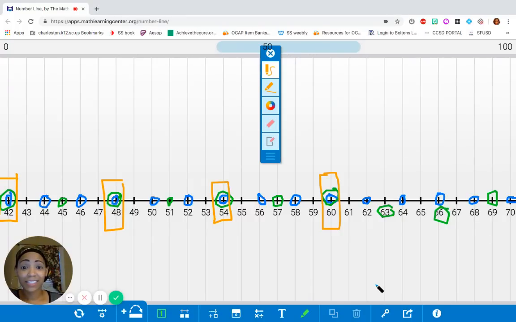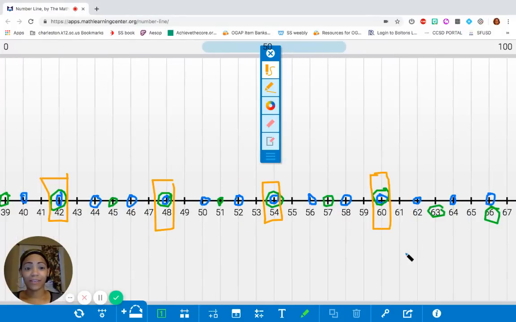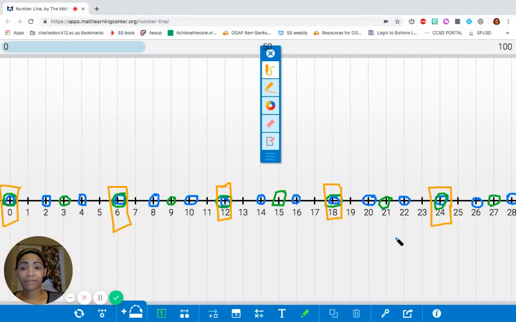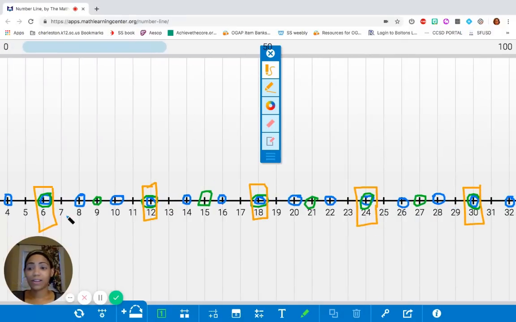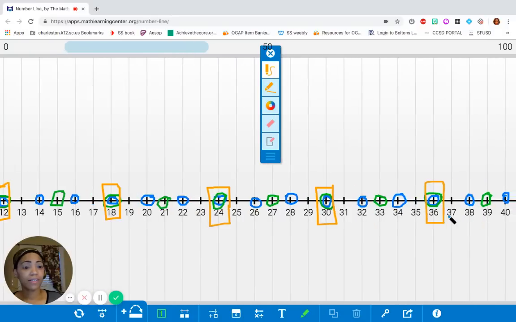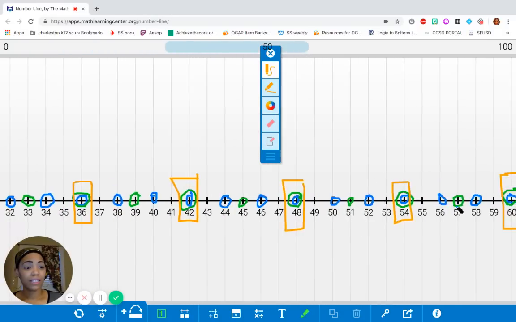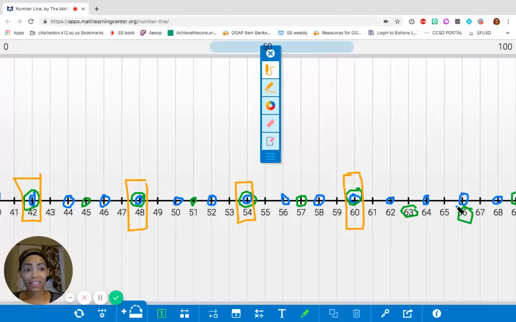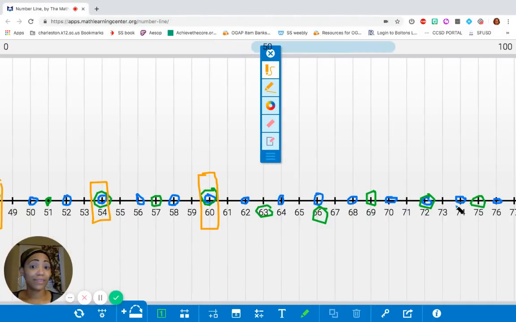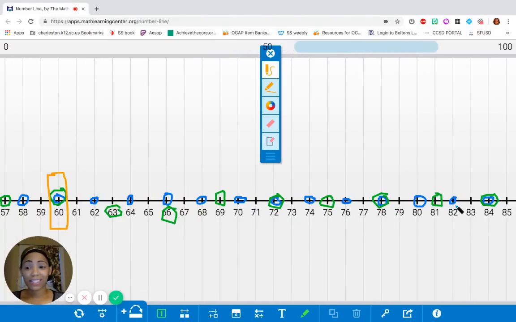Did you say 10? Because 6 times 10 is 60? I think you're right. Let's just double check that. So we're going to start counting at 6. 1, 2, 3, 4, 5, 6, 7, 8, 9, 10. You are right. Wonder how many left we have to go to get to 100. We're almost there. Let's keep going.